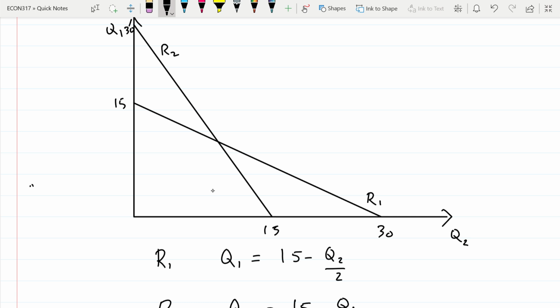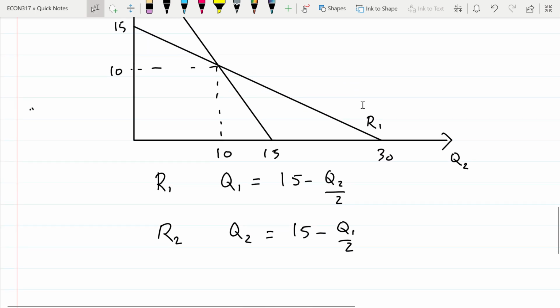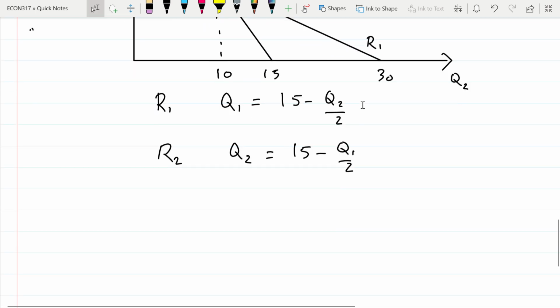The Cournot equilibrium is obtained at the point where these two reaction functions intersect, which will turn out to be 10. If you draw it on a graph, you will see it turns out to be 10. I will give 2 additional ways of solving this.